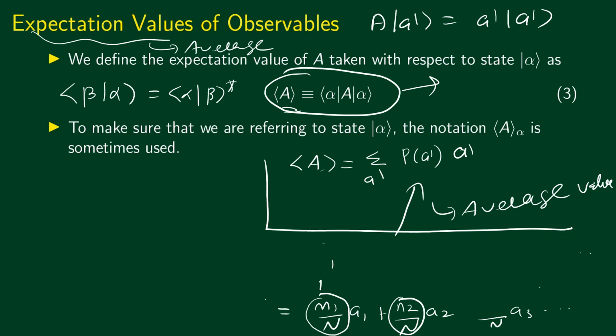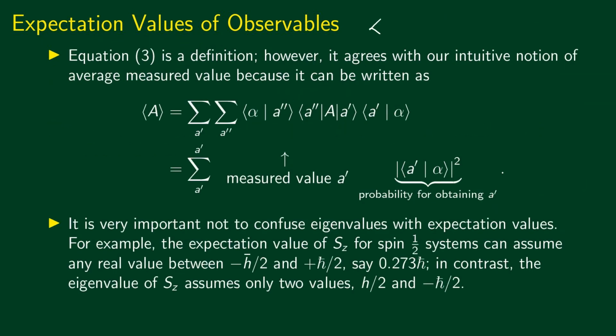So we have seen what we mean by expectation values of observables in quantum mechanics. Now we know how to calculate these expectation values. So the definition: the expectation value of A in the state alpha is equal to bra alpha A ket alpha. Right, this agrees with our intuitive notion of average measured value.